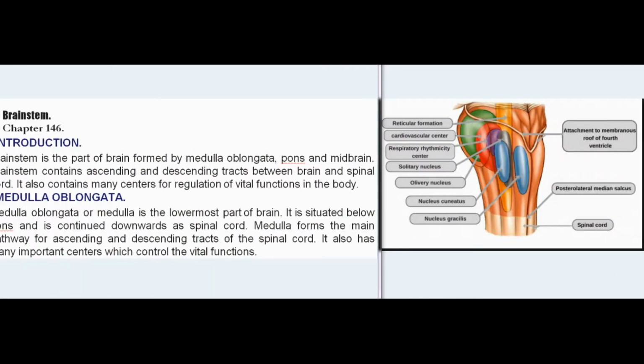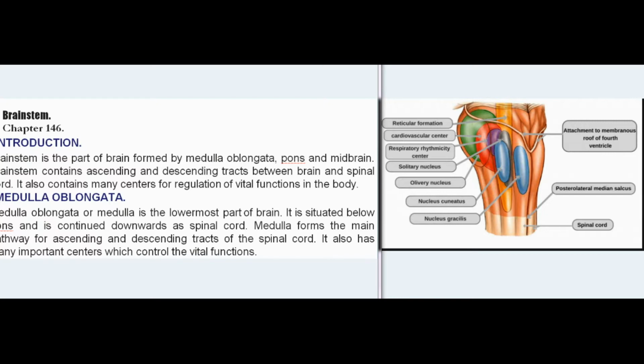Brainstem. Chapter 146. Introduction. Brainstem is the part of brain formed by medulla oblongata, pons, and midbrain. Brainstem contains ascending and descending tracts between brain and spinal cord. It also contains many centers for regulation of vital functions in the body.